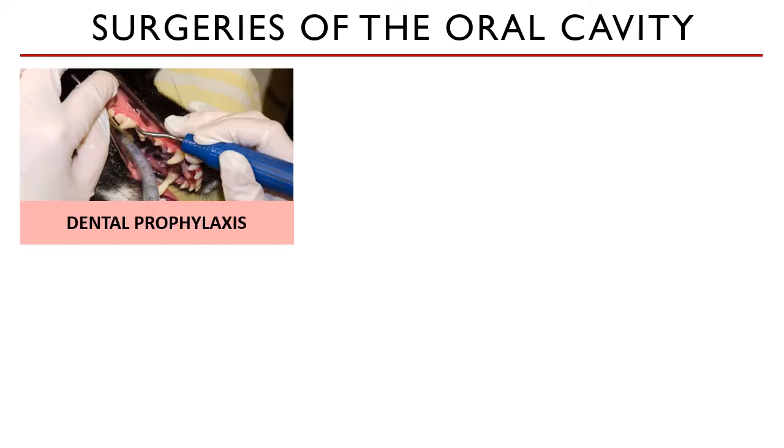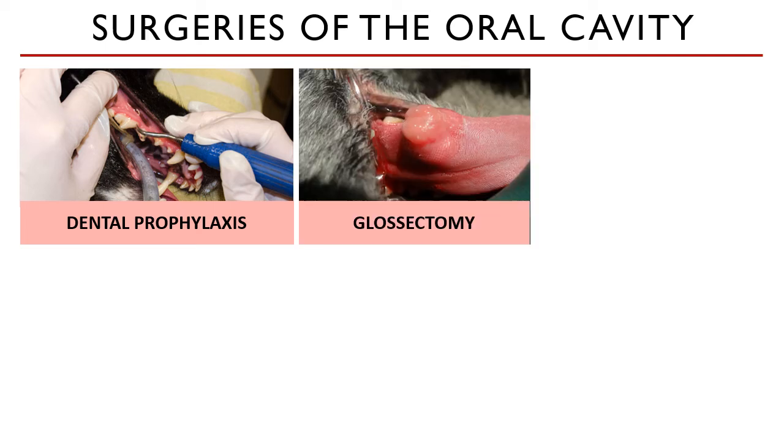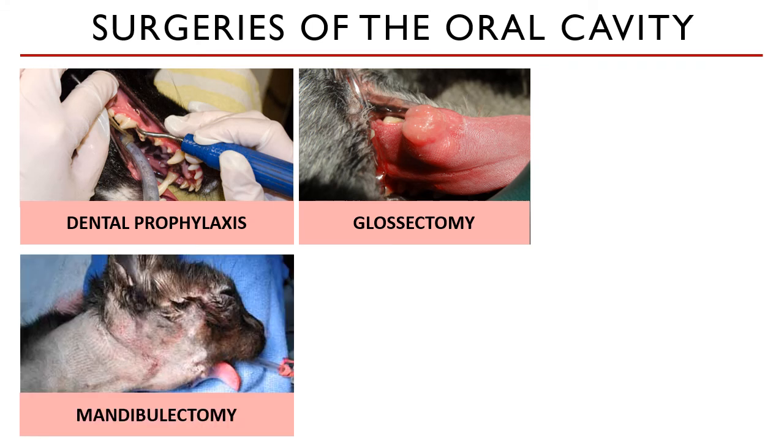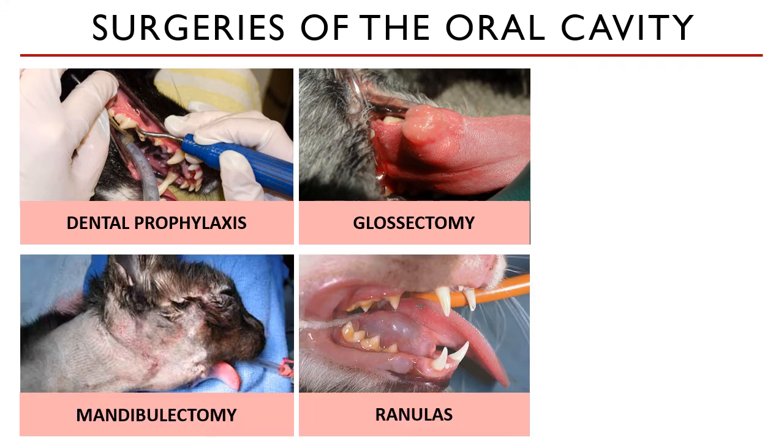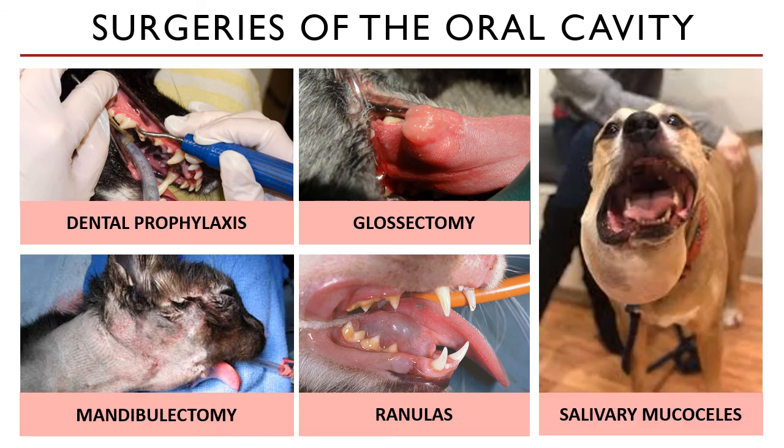Alright, the most common surgeries in the oral cavity would be dental prophylaxis. Yes, it is a surgery. Glossectomy, or the excision of the tongue or a part of the tongue. Mandibulectomy. Ranulas, and salivary mucoceles. Salivary mucoceles, you just drain it and that's it. You could remove the salivary gland, but again, dependent on the situation.